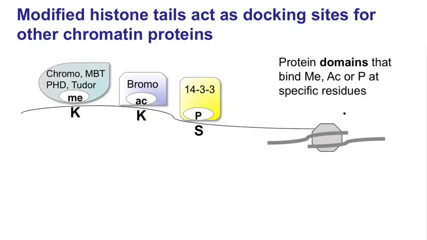So I mentioned earlier that the acetyl lysine is bound by a bromodomain, but the methylated lysine can be bound by several different domain types: chromodomains, MBD domains, PHD domains, or Tudor domains. And phosphorylated serine, which we won't really talk about, can be bound by a different class again, the 14-3-3 domain. I'm going to go through one example now of how different chromodomain containing proteins have different functional consequences depending on the methylated lysine they bind.